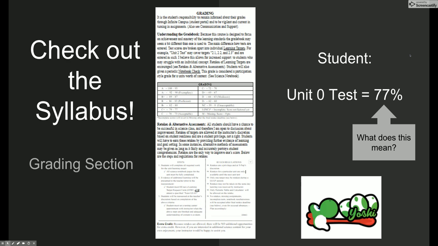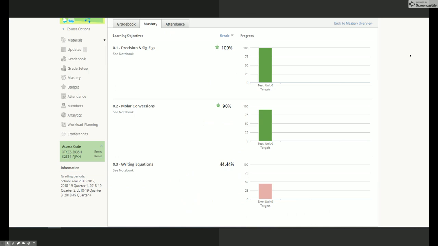Some students will look at that and go, oh, I don't really like that grade, and I didn't do a very good job overall on my test. Well, the reason I don't put that grade is because it's hard to tell exactly where things went wrong. So instead, I want to give you a recommendation. If you were to go to Schoology, and I mean the online version of Schoology, unfortunately this isn't in the app version, but in the online version, there is this mastery button. And if you click the mastery button, you're going to see a breakdown of your grade that looks like this. So these are three targets that were taken on that Unit 0 test, 0.1, 0.2, and 0.3.